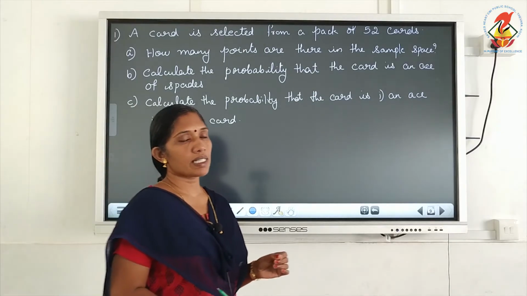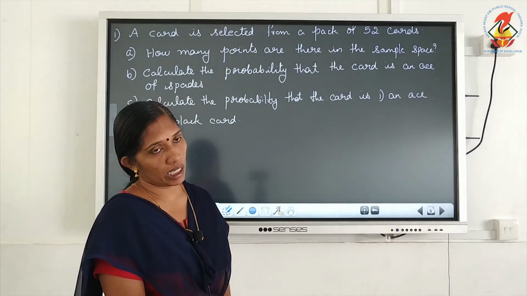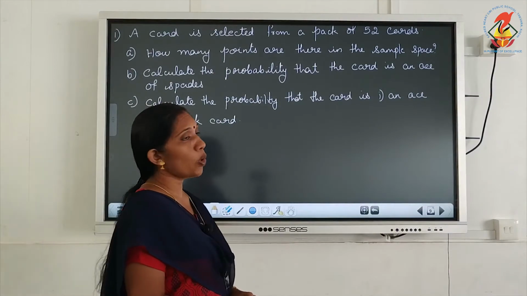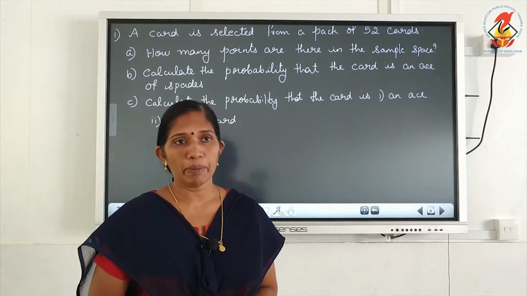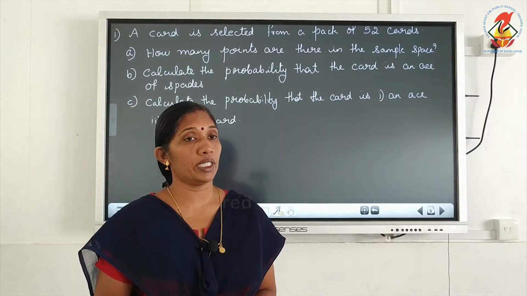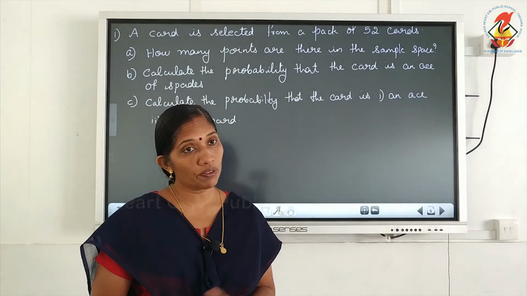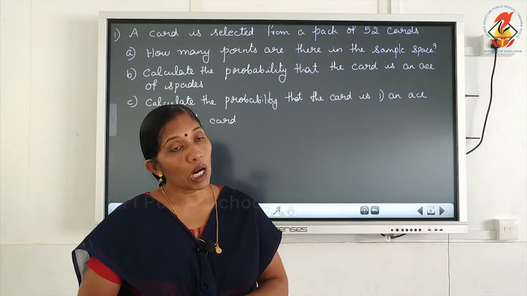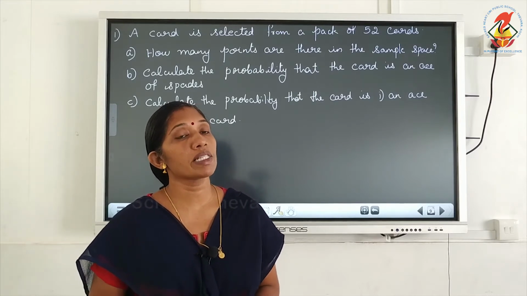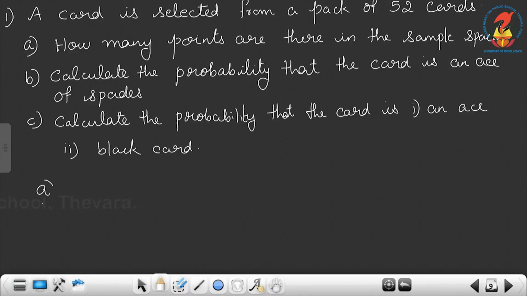So the experiment is from a pack of 52 cards, taking one card. So the first question is, how many points are there? Points means sample points. That means outcome. Another word for outcome is sample point. So in a pack of 52 cards, we can take one card in 52 different ways, isn't it? So how many outcomes are there? 52 outcomes. So the first answer is 52. Points means sample point, that is same as outcomes.